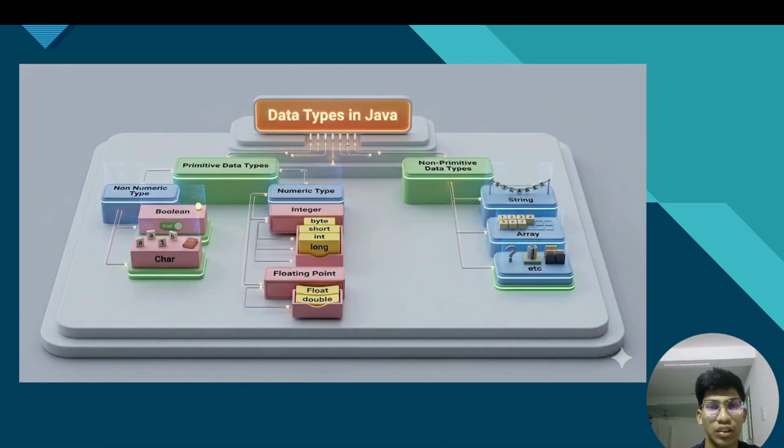Let us discuss data types: primitive data types and non-primitive data types. Primitive data types are again broadly classified into numeric data types and non-numeric data types. Numeric data types store numerical values such as integers and floating point. Integer stores integer values while floating point stores decimal or fractional values. Non-numeric data types store Boolean values and character values. Boolean stores true or false, while characters are enclosed in single quotes. Non-primitive data types include strings, arrays, and so on.